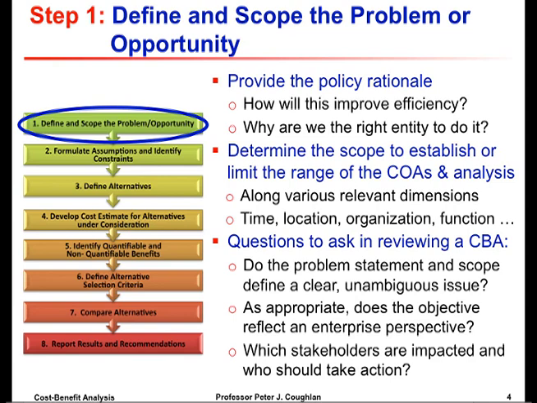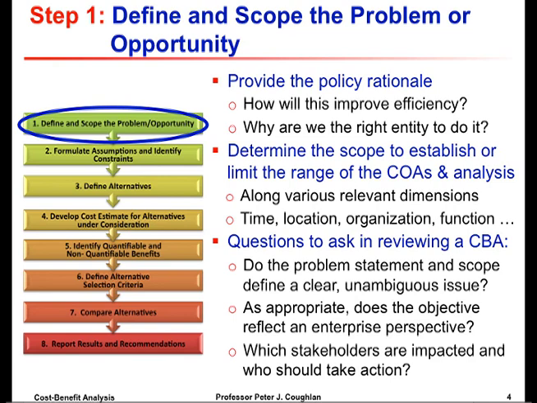For this first step, which is to define the scope of the problem or opportunity, among the questions you should be asking to make sure you've got a quality CBA in front of you: first, does the problem statement actually provide a clear, unambiguous issue? In other words, do you actually know exactly what problem you're trying to solve? Is it clear what type of solutions, what type of courses of action might solve that?